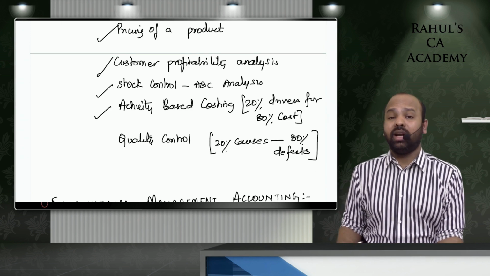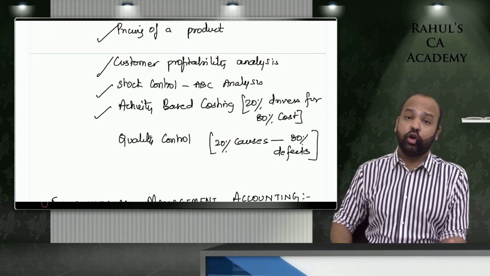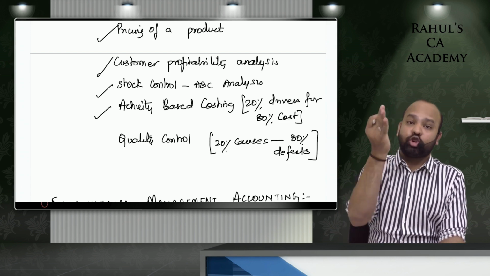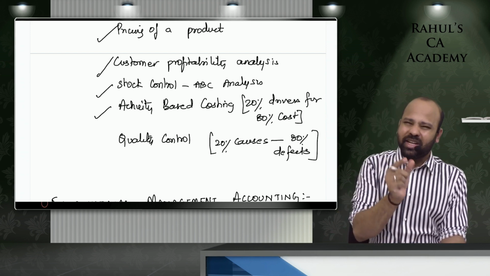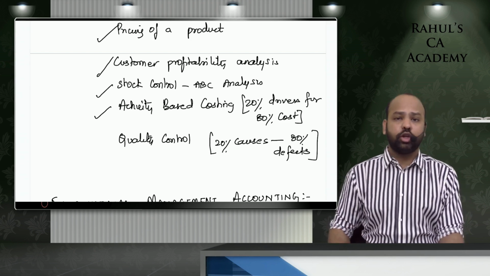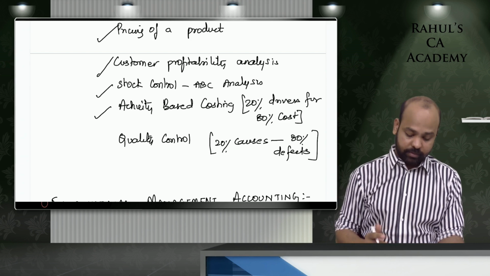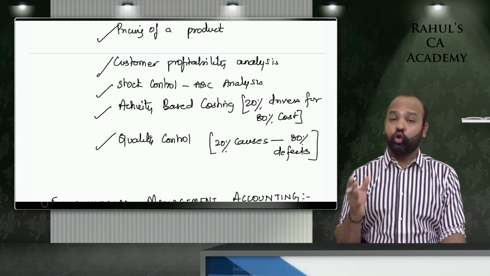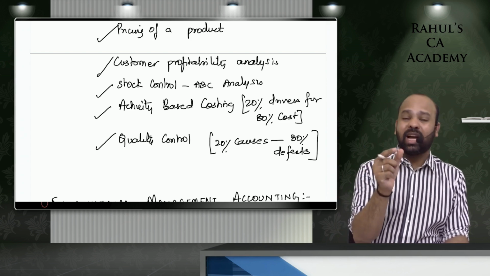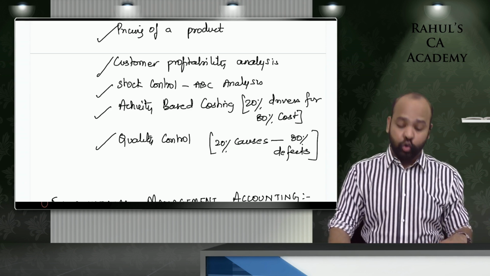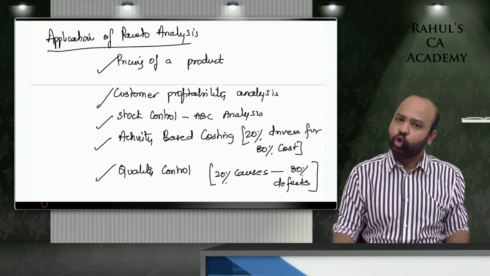Activity based costing, let the management concentrate on those 20% cost drivers that are responsible for 80% cost of the organization. 20% cost drivers responsible for 80% cost. You should concentrate on reducing the level of those cost drivers as such. Quality control, guys, you tackle those 20% causes having 80% quality issues first. So this Pareto analysis will have a huge amount of importance in your business.